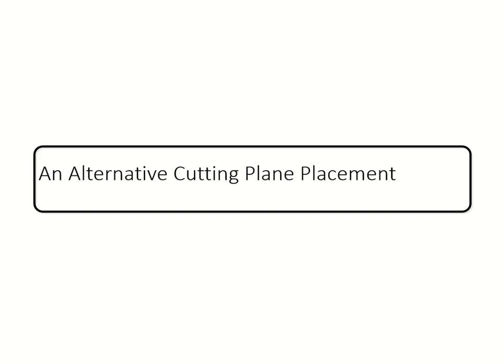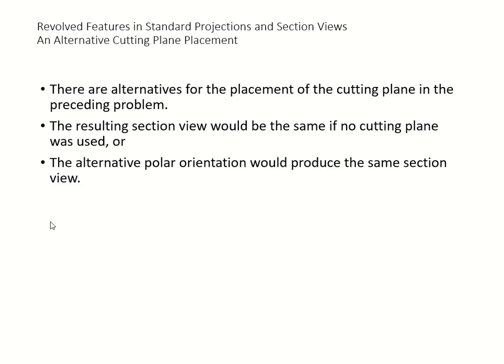All right, so the next section in Unit 3, of course, is an alternative cutting plane placement. So let's see how we do this. Alternative cutting plane placement is nothing but where you just have to learn how to place the cutting plane in your object. So it's going to give you a section view, right?